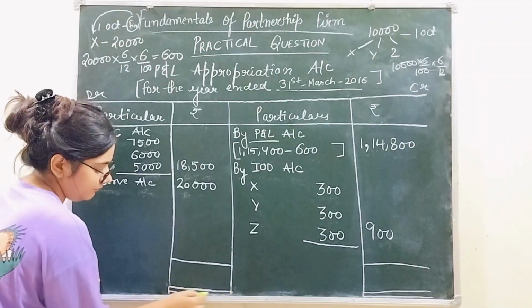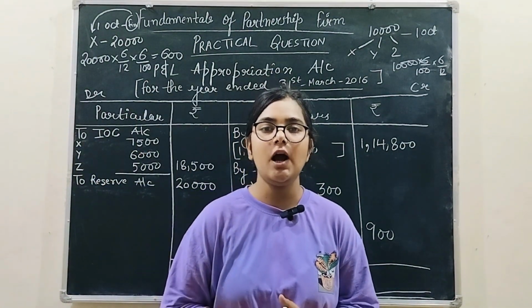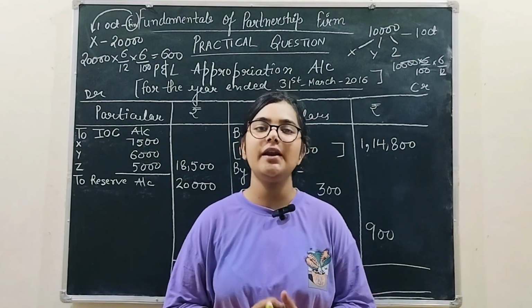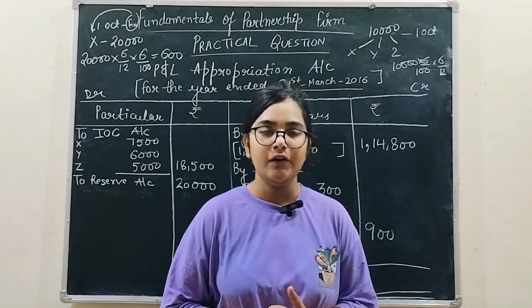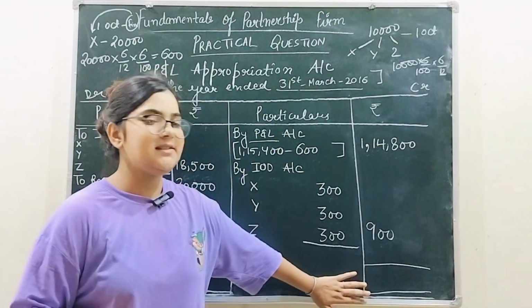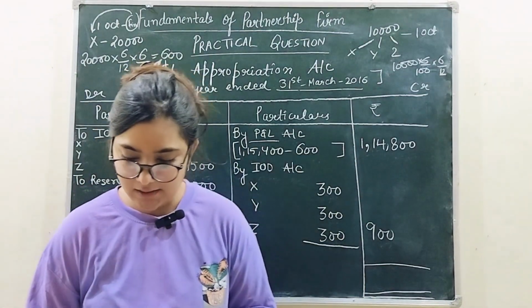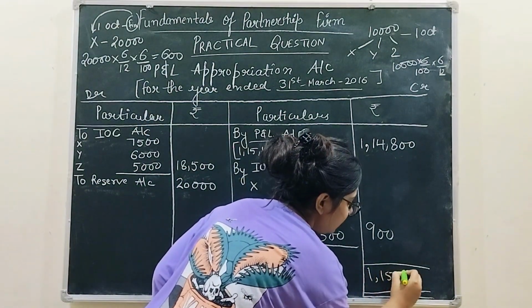Right. If you are not much clear about the profit and loss appropriation account, I would advise you to go back and watch my last 2 videos wherein it will be very clear about the profit and loss appropriation account. Right? Now we are going to balance the account. So your credit side is more than your debit side. So your credit balance, it is coming out to be 1,50,700.